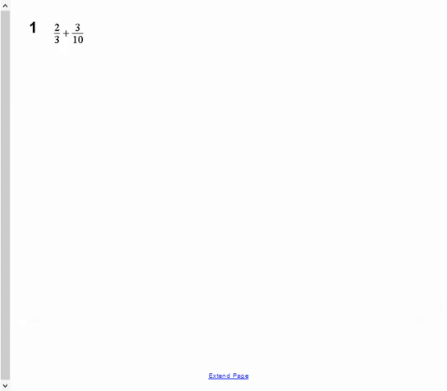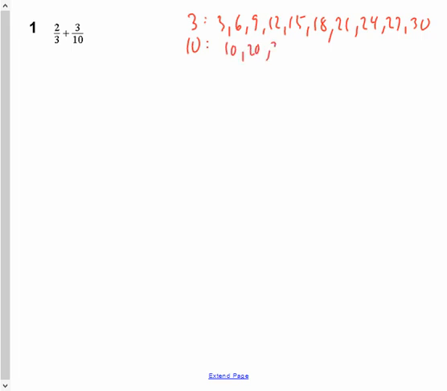So our first question says 2/3 plus 3/10. Of course, when you're adding fractions, you need to have common denominators. The first multiple that 3 and 10 share, I have to go pretty far for this one. The first one they share is 30. Because they share 30 as a multiple, I can use that as a common denominator to create equivalent fractions.